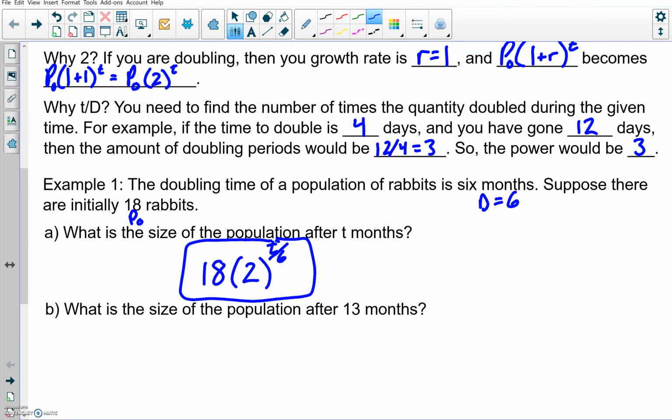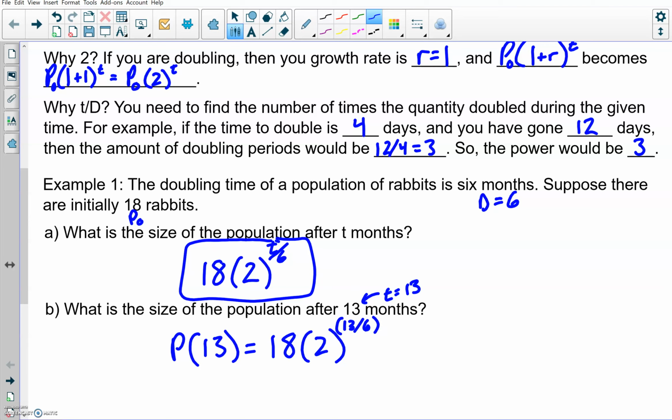So what is the size of the population after 13 months? Well, now we're going to go ahead and find P of 13. So, this T here is going to be 13. So we're going to have 18 times 2 raised to the, put parentheses around the power, 13 for T divided by 6.